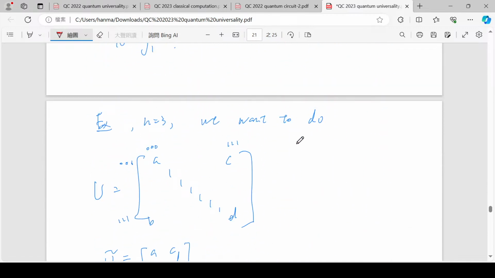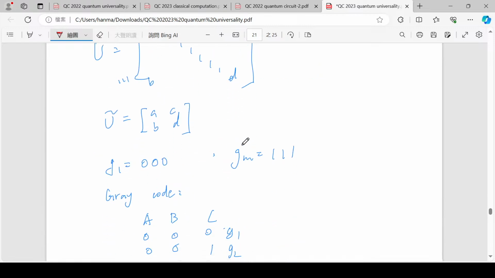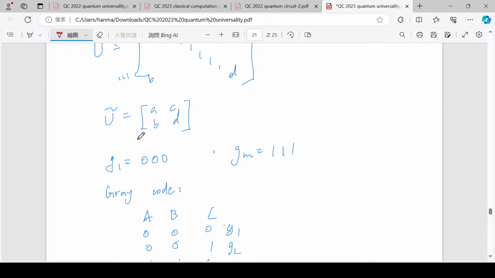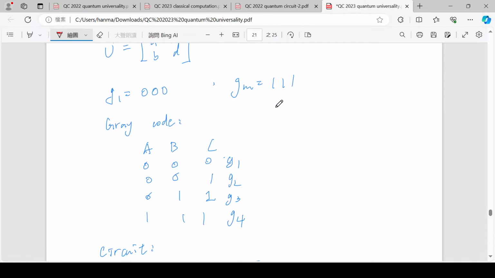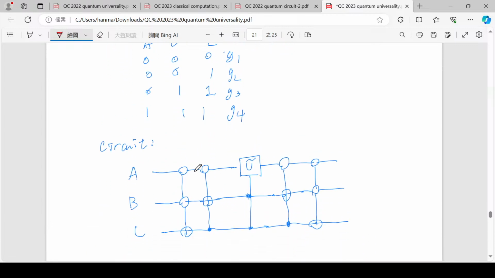So for n equal to 3, we have the first example. We have your 2-level S and T is 0, 0, 0, and 1, 1, 1. Okay. And the unitary is on ABCD. So G1 equals 0, 0, and Gn equals 1, 1. And our Gray code, look at this. So you play 1 bit by 1 bit. And so we have our code.